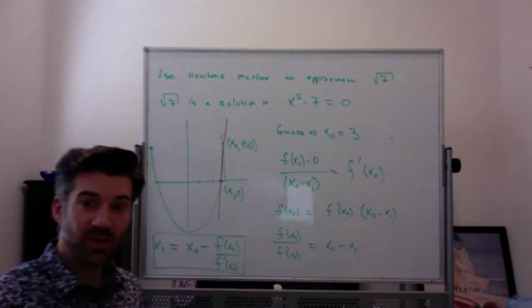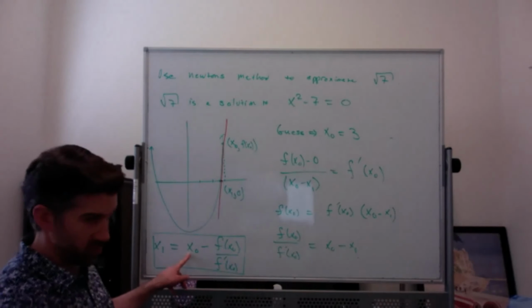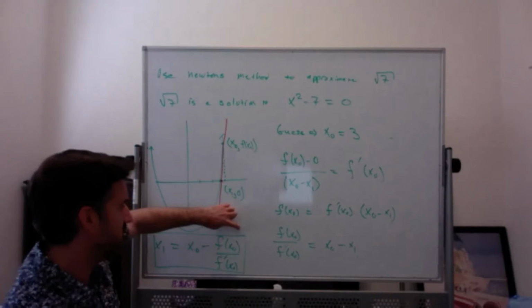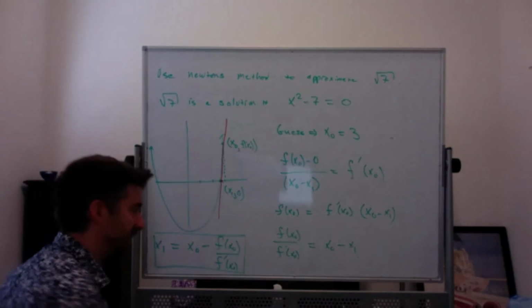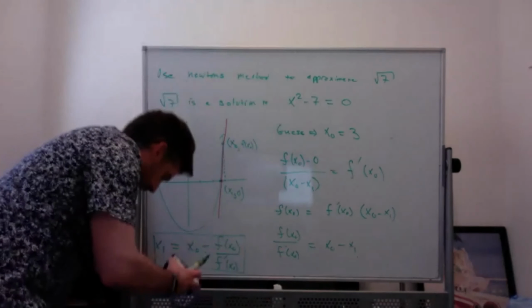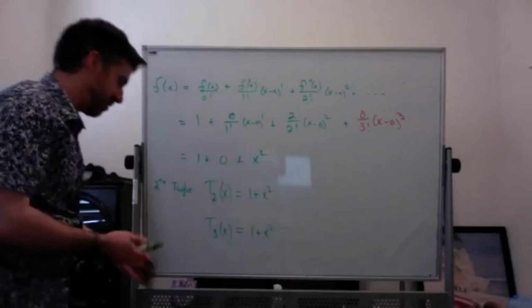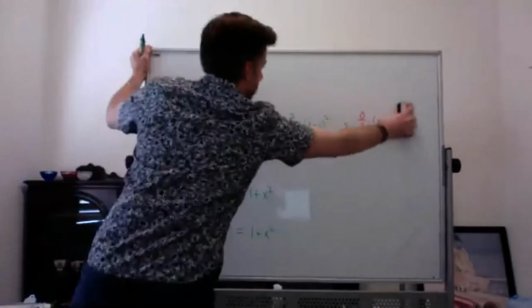So that's always how you get the next value. You take your previous value, so 3 in this case, and you say, okay, it's going to be 3 minus the function evaluated at 3 over the derivative evaluated at 3. And then you just keep repeating that process. So the dumb thing about Newton's method is you're just plugging into this formula over and over and over again. The hard part about it is the numbers usually eventually start to get kind of terrible.